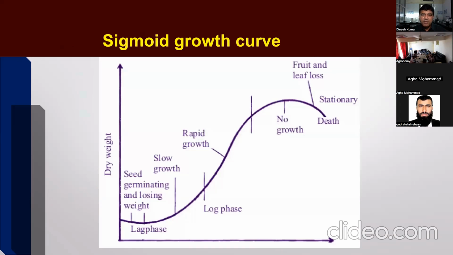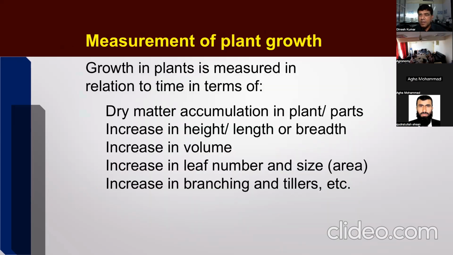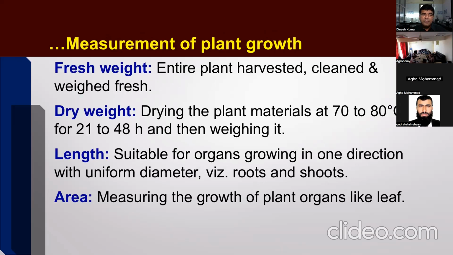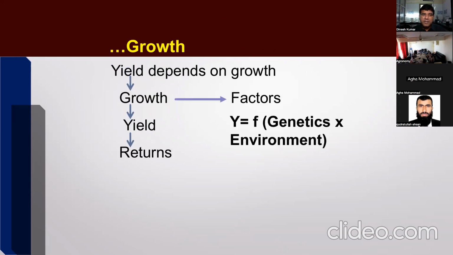So this was the curve discussed, and there are a number of ways to measure plant growth in terms of diameter, height, volume, size, tillers, etc. Fresh weight, dry weight, length, and area of the plants can be measured. And we know every farmer is interested in getting more return. And more return is possible when we have optimum growth and optimum yield.